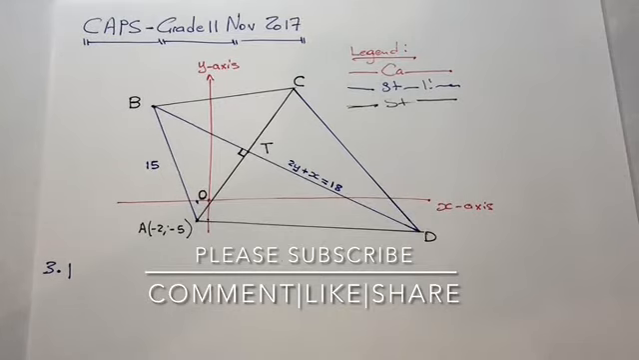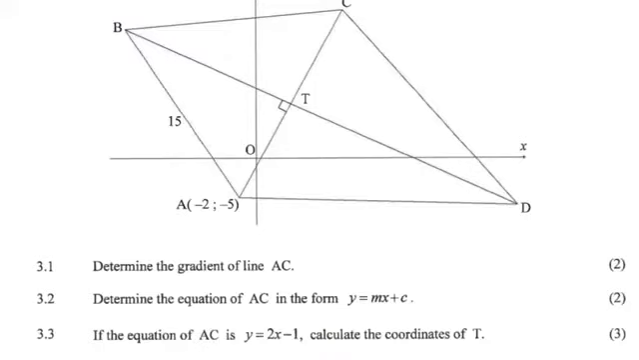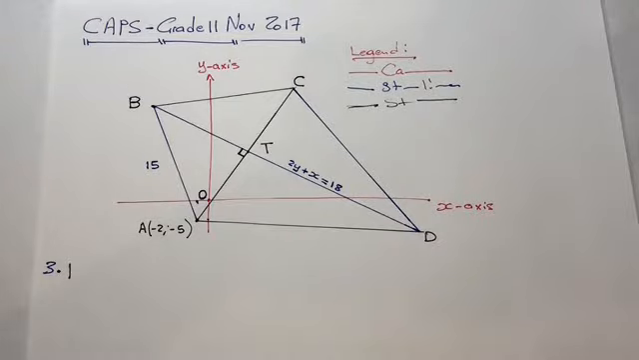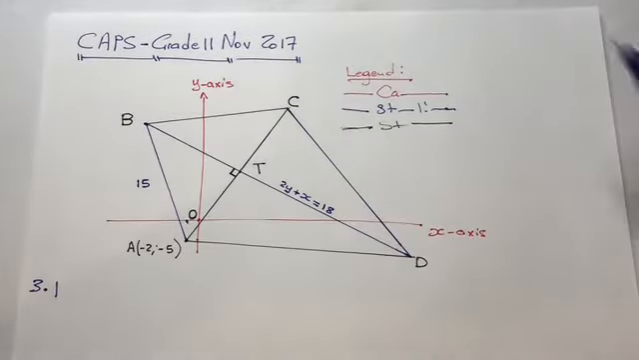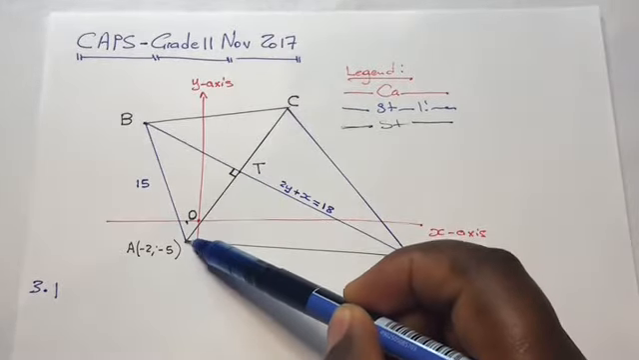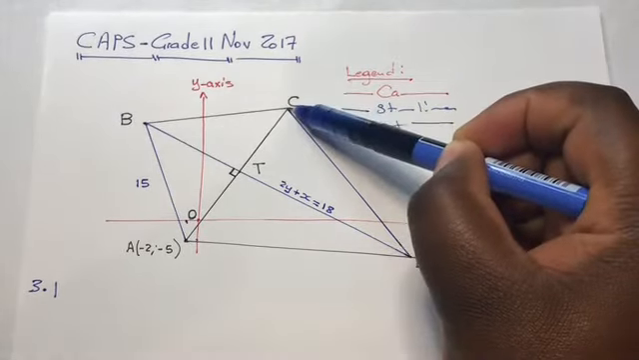Okay guys, so now let's move to question 3.1, and the question reads as follows. Determine the gradient of line AC. Okay, so first things first, are you able to see the line of AC there? This is the line of AC.